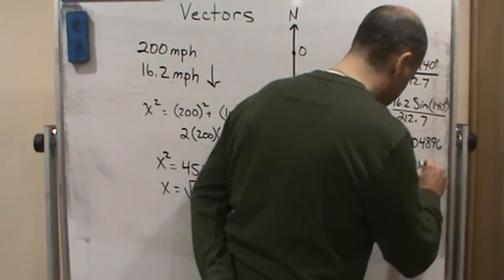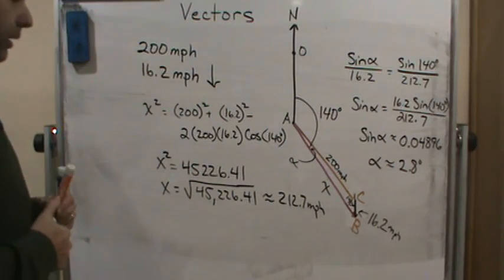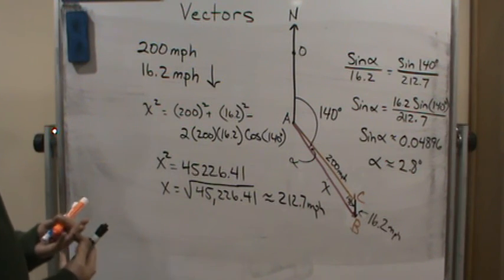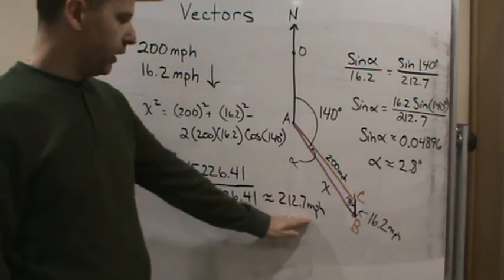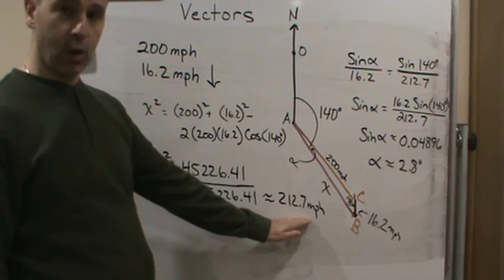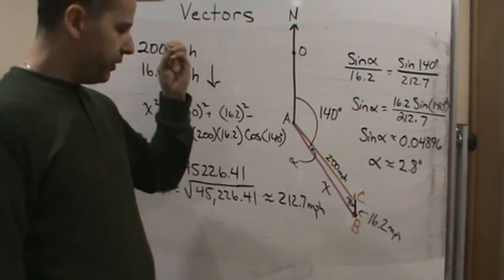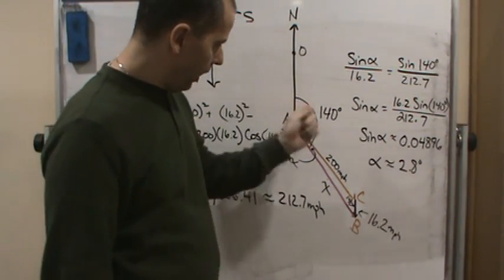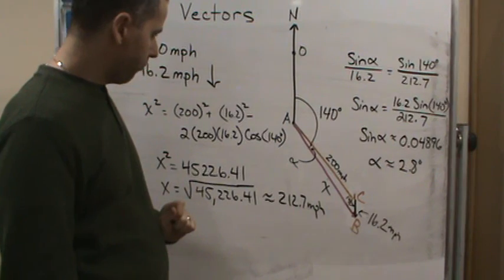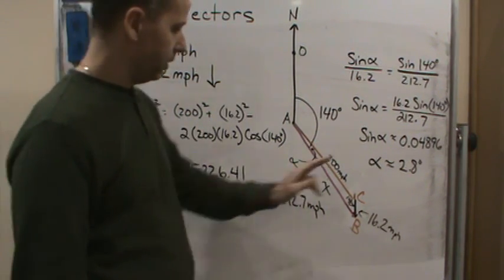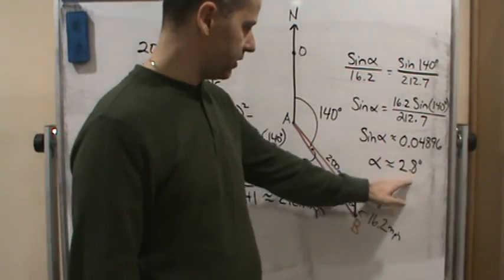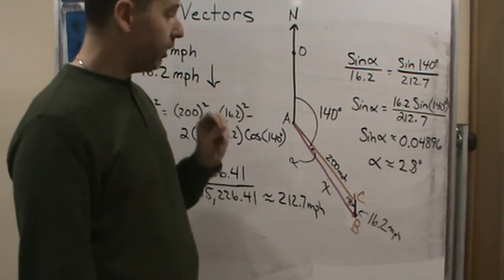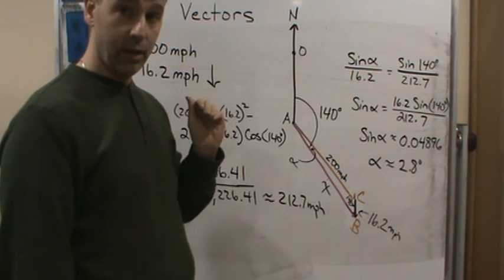So here's the moment of truth. What are the two answers? The ground speed of the airplane is 212.7 miles per hour. The true bearing of the airplane is what? It's 142.8 because you have to have 140 plus alpha. So the true bearing of the plane is really 142.8 degrees of north.